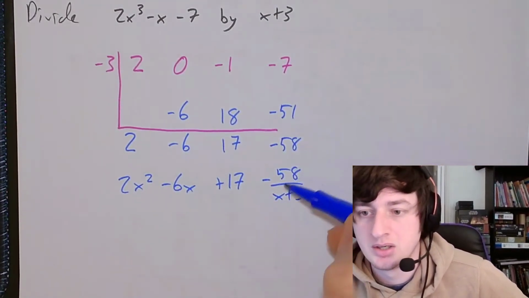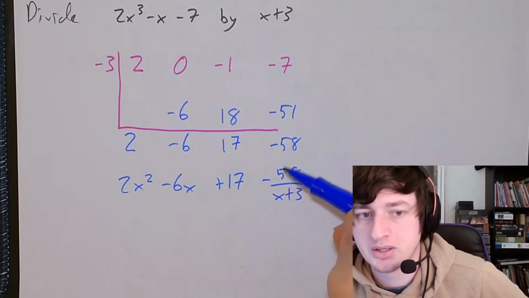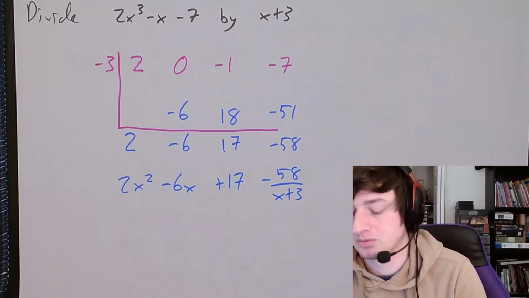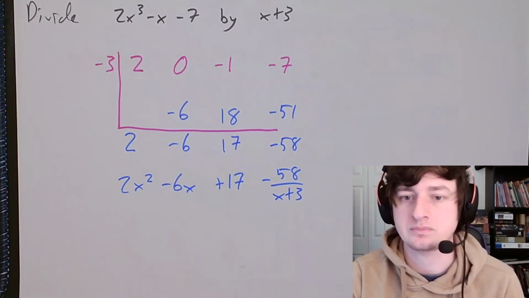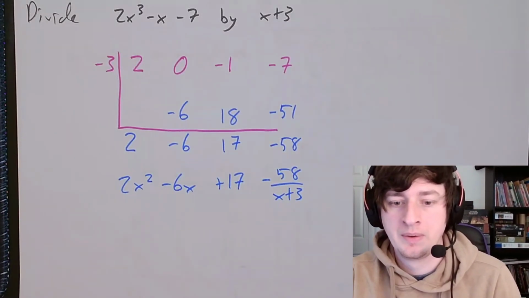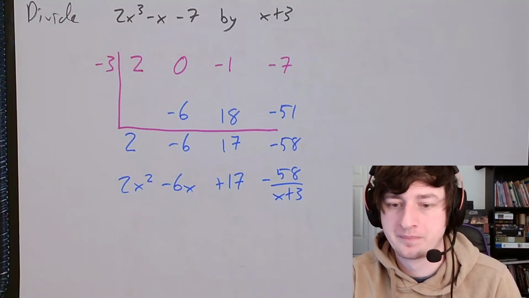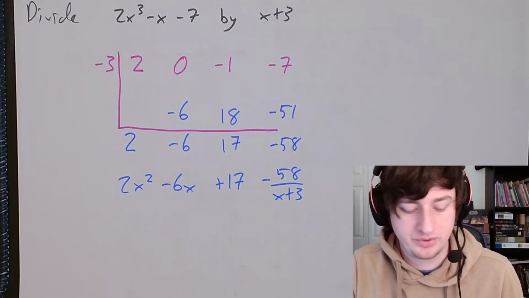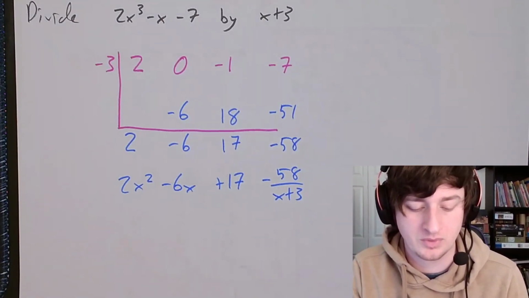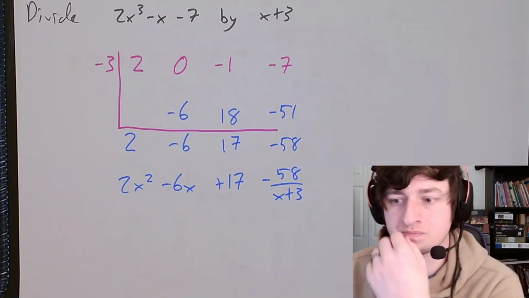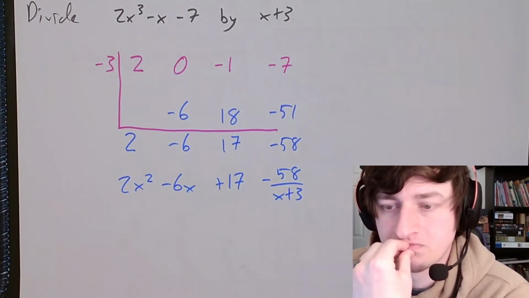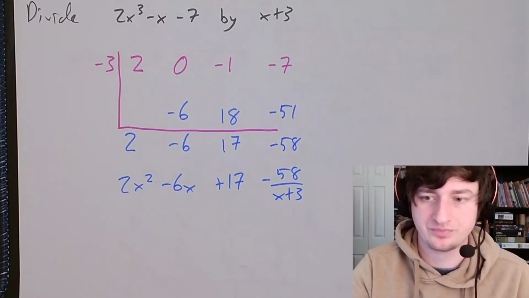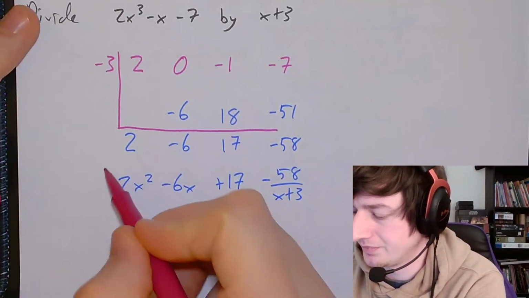So this is not converging. It has a remainder, and so we need to include the remainder. Any questions so far? How we're doing? So if it wasn't clear, this is our answer.